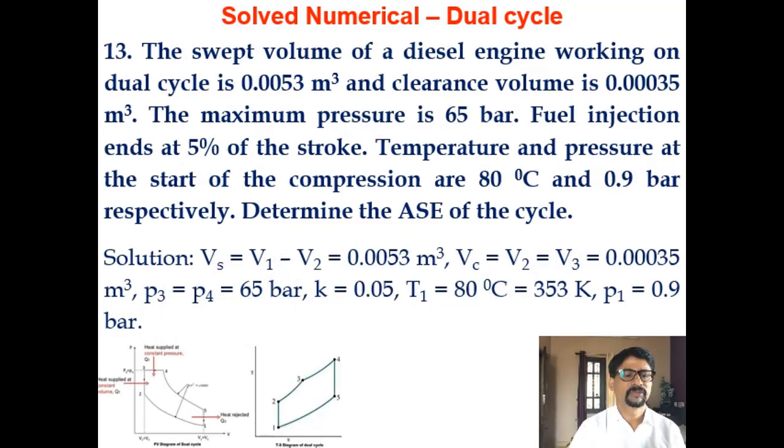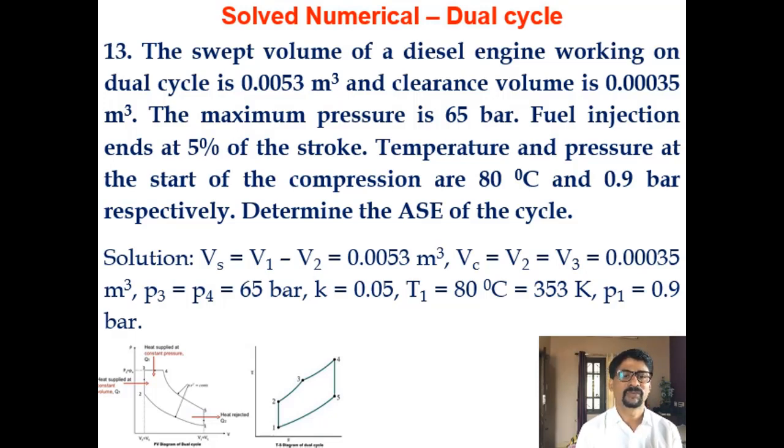The swept volume of a diesel engine working on dual cycle is 0.0053 meter cube. Clearance volume is 0.00035 meter cube. The maximum pressure is 65 bar. Fuel injection ends at 5% of the stroke. Temperature and pressure at the start of the compression are 80 degrees Celsius and 0.9 bar respectively. Determine the air standard efficiency of the cycle. This looks like a very simple problem, but let us analyze it very clearly.